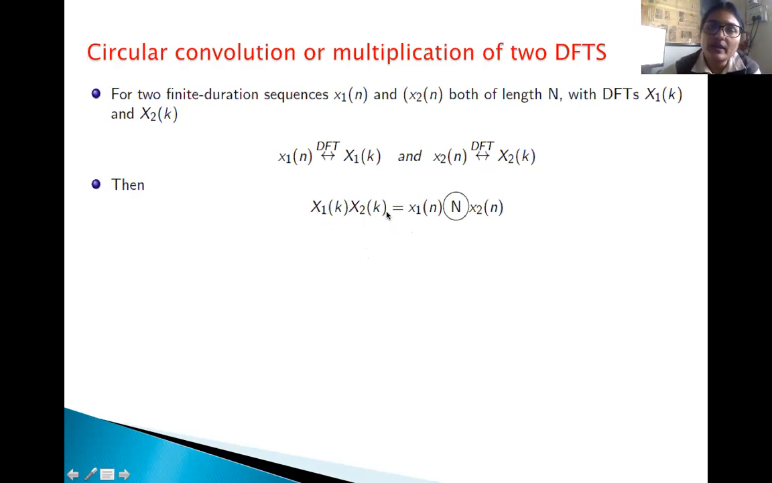X1 of k multiplied by x2 of k is nothing but equal to the circular convolution of the two sequences x1 of n and x2 of n in the time domain. Okay, so have you taken this down? Write down: circular convolution or multiplication of two DFTs. We will now start the proof of this. Whatever statements we write should be supported by a proof. So we will prove that when we multiply two DFTs, it corresponds to a circular convolution in the time domain, right?